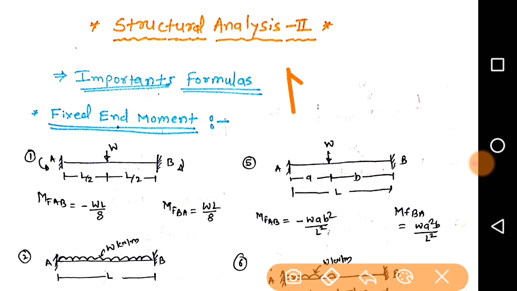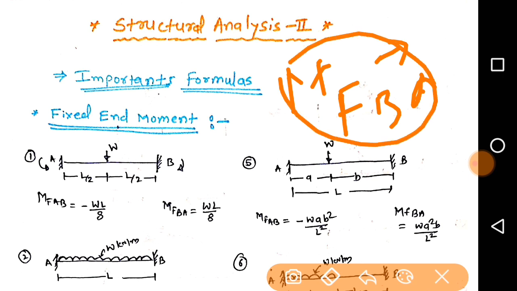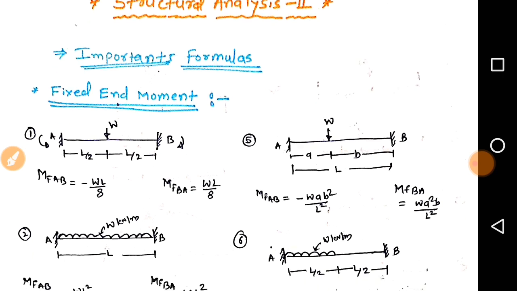What is meant by M? M means moment, F means fixed moment, and AB means when we take the moment from A to B, that will be the minus. MFBA means B to A. So this will be the nomenclature for a particular structure. Okay, let us go for another one.